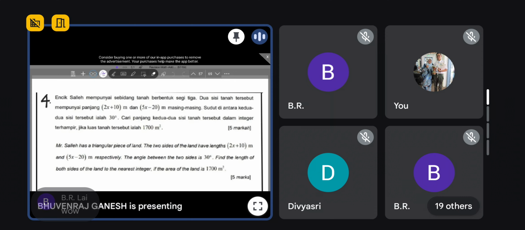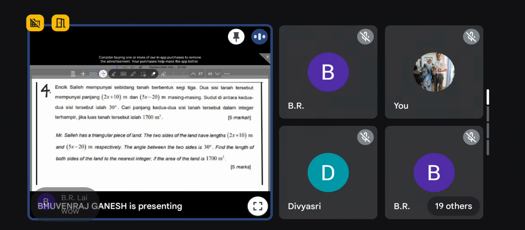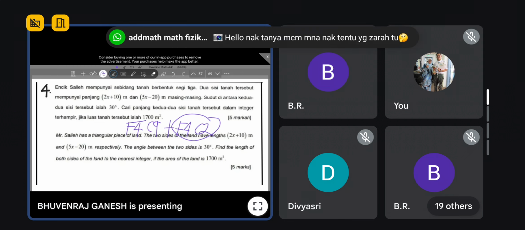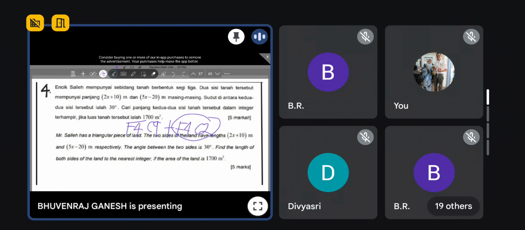Okay, so yeah. This question is very unique. You know why, guys? You have to combine your knowledge of Form 4 C9 plus Form 4 C2. You will see why you need Form 4 C2 later. That's why it gives you 5 marks. It's very long. Sangat panjang soalan ni. Because you need to use the quadratic formula to solve this question. Kamu kena guna rumus quadratic.